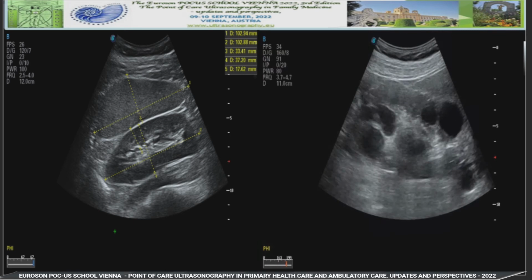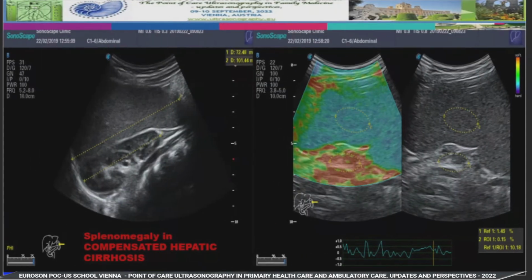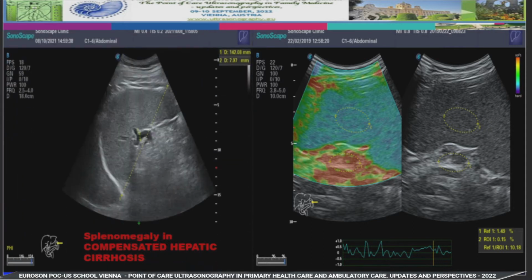You can see the long axis is similar. You have the ratio, and this ratio is 2/3 of the long axis, and you can find here a splenomegaly: the long axis of the spleen is enlarged like the kidney long axis. And also, if you put the strain elastography, you can find the hard stiffness of the spleen, like in this image with the cirrhosis of the patient.